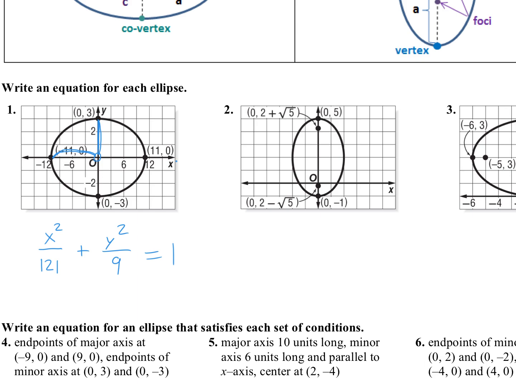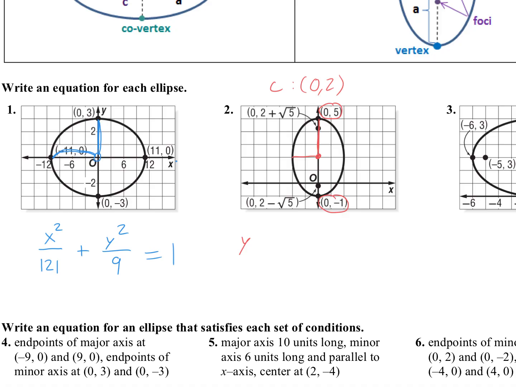All right, number 2 is vertical, and it is also not centered at 0, 0. All right, so the center of 0, 5 and 0, negative 1 is 0, 2. All right, so I'll write up here that our center is at 0, 2. And now if I count the two distances, this is 3, but this is only 2. So because it's longer vertically, we know it's a vertical ellipse.